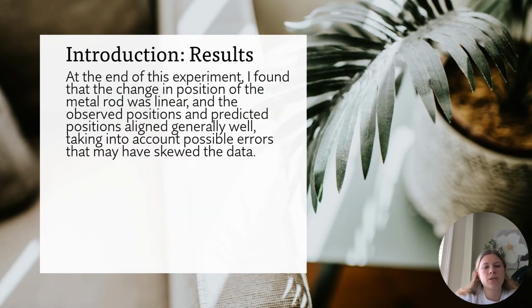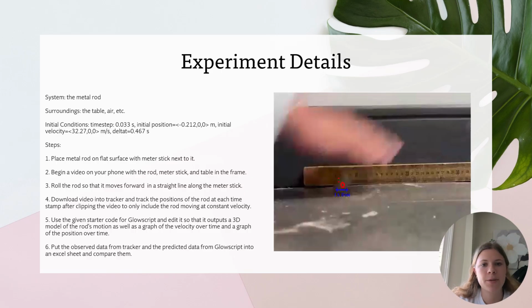And then the general results: I found that the change in position of the metal rod was linear on both the observed graph and the predicted graph. Both of these graphs aligned pretty well, but they were not perfect because of possible errors that may have skewed the data. The experiment details: the system was the metal rod, the surroundings was everything else, the table, the air, etc.